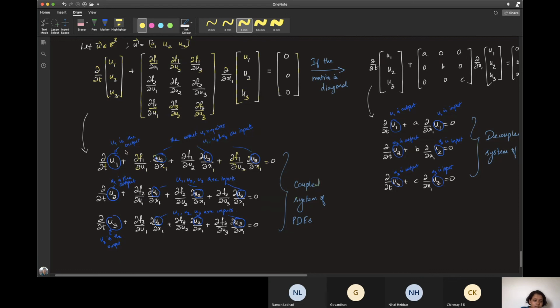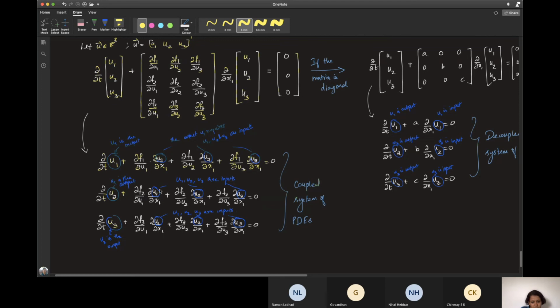Each of these is a conservation law, where u1, u2 and u3 are the conserved variables: in the first equation u1 is the conserved variable, in the second u2, and in the third u3. However, in each equation, your flux depends not just on u1 but also on u2 and u3. So to get u1 as the output, we are required to put all three, u1, u2 and u3, as inputs.